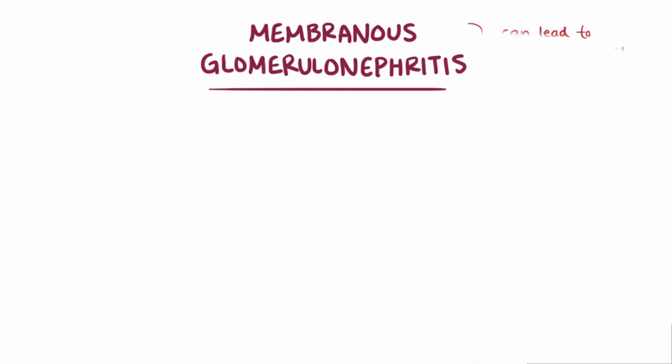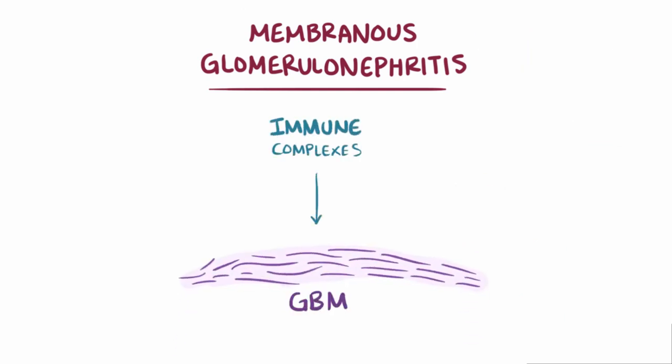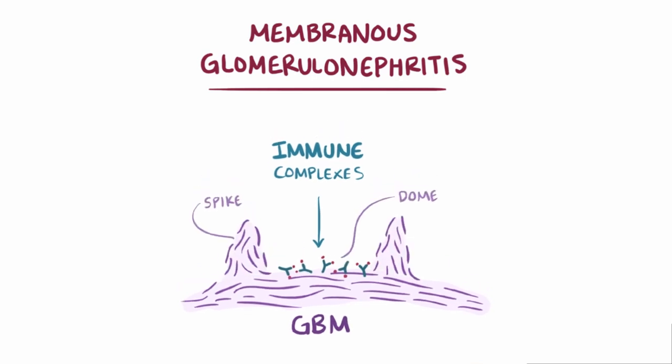Alright, as a quick recap, membranous glomerulonephritis is where immune complexes deposit in the GBM, which causes a thickening of that GBM and a spike and dome appearance. That leads to nephrotic syndrome.